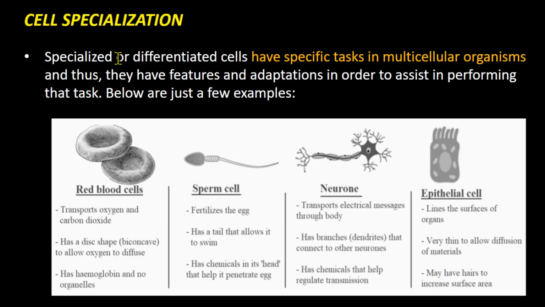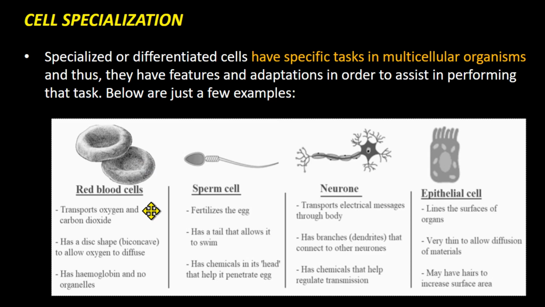Cell specialization. Specialized or differentiated cells have specific tasks in multicellular organisms, and thus they have features and adaptations in order to assist in performing that task. Below we have a few examples. First, let's look at red blood cells. Red blood cells transport oxygen and carbon dioxide.